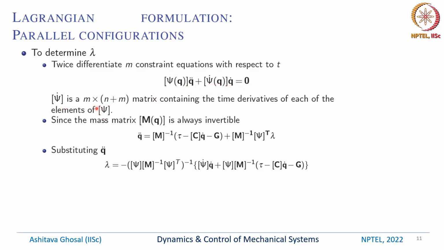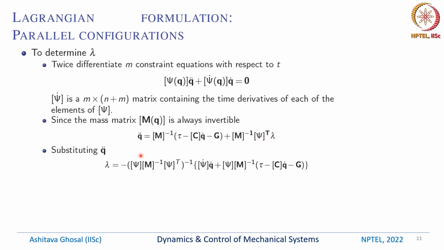where psi dot is an m times n plus m matrix containing the time derivatives of each of the elements of this constraint matrix psi. So now, since the mass matrix is always invertible, we can rewrite q double dot as m inverse (tau minus c q dot minus g) plus m inverse psi transpose lambda.